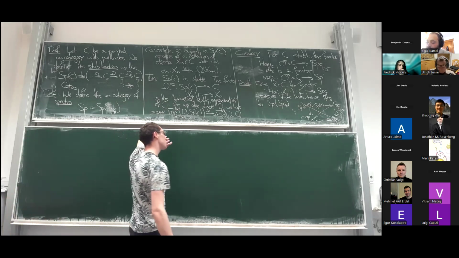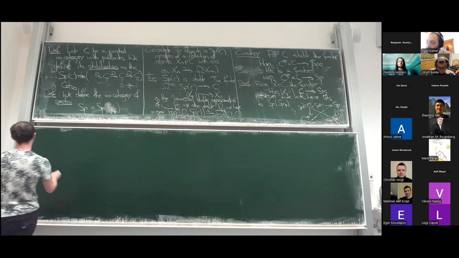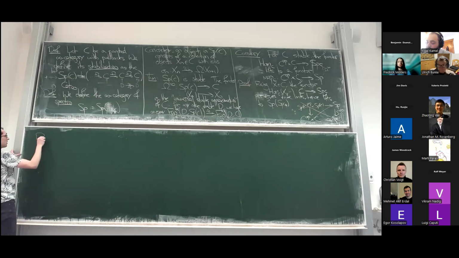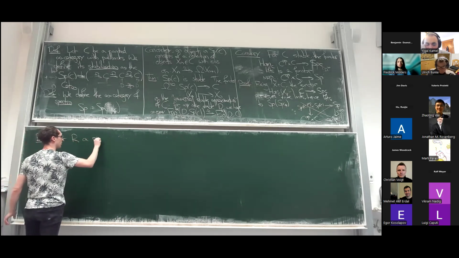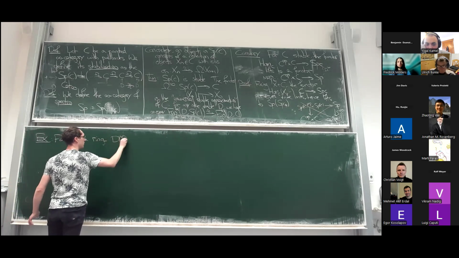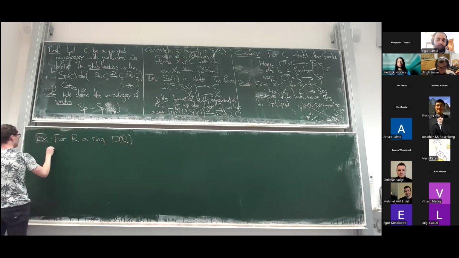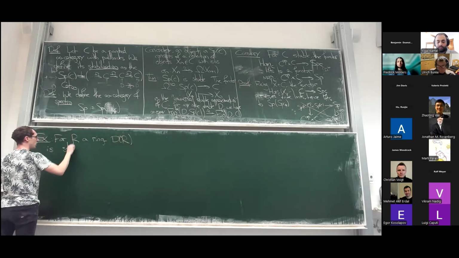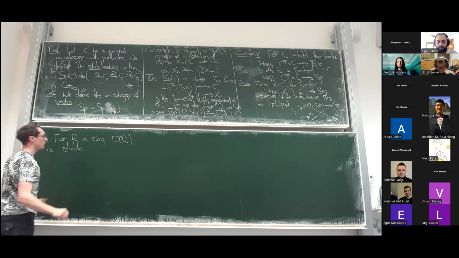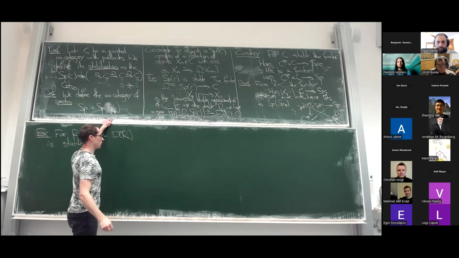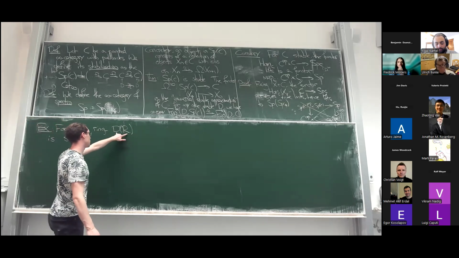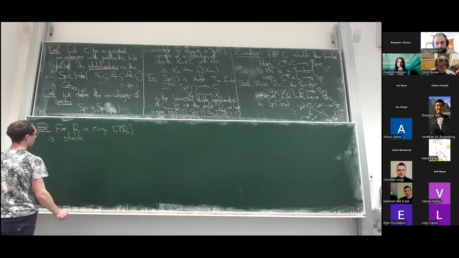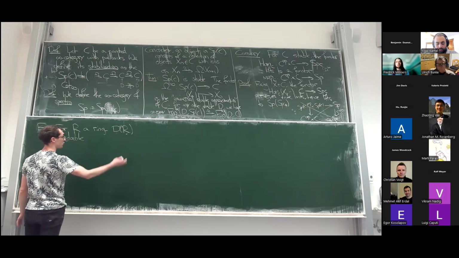One example is this category of spectra. Another example is another category we have seen yesterday. We had this infinity category D(R), which is obtained from chain complexes by formally inverting all the quasi-isomorphisms. And if you do this in the infinity categorical sense, then this is a stable infinity category. And the underlying triangulated category is the one you're familiar with, probably.